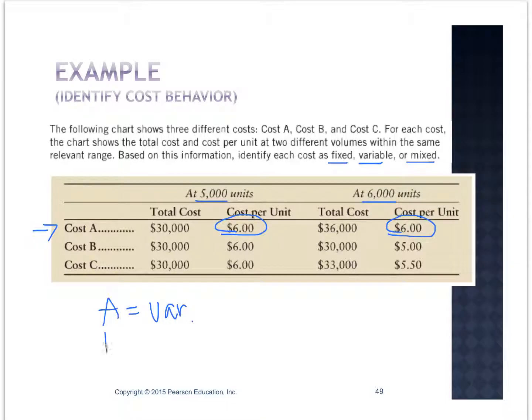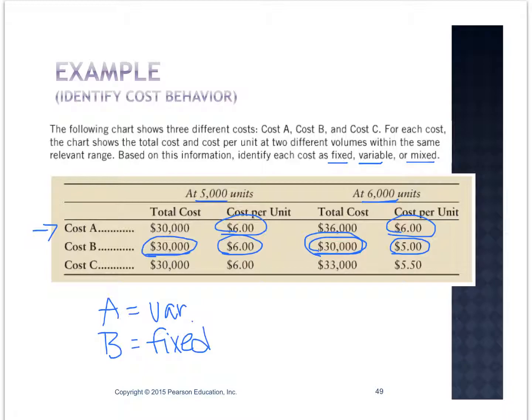Now looking at cost B. At 5,000 units, we have $6 per unit and $30,000 in cost. However, at 6,000 units, we still have total cost of $30,000, yet our cost per unit is now $5. Thus, B is a fixed cost. This is because our total costs were the same no matter what the activity level was.